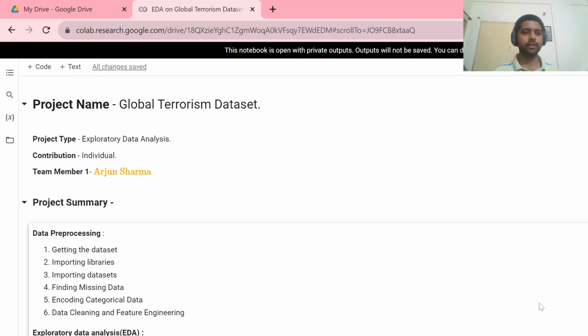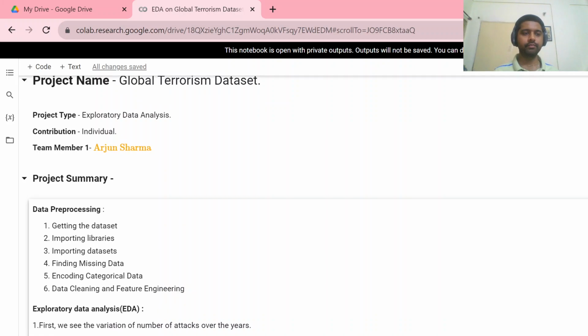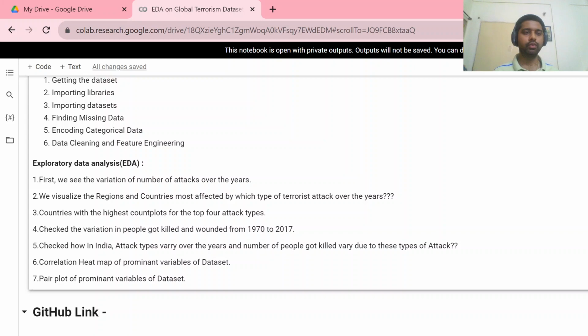So now we come to the project summary. In the project summary, first of all we download our data. Then we import the necessary libraries we needed. Then we import our data set, find the missing values in it, do the encoding of the categorical variables, then do the data cleaning and feature engineering for exploratory data analysis.